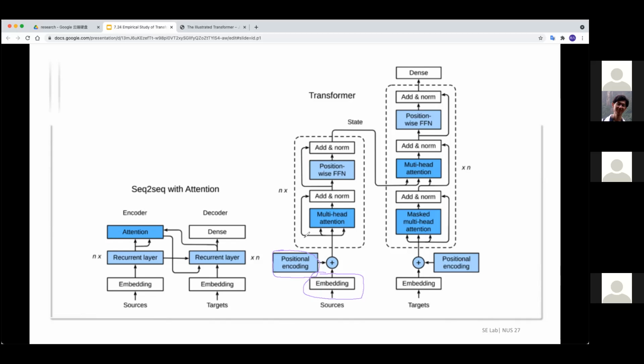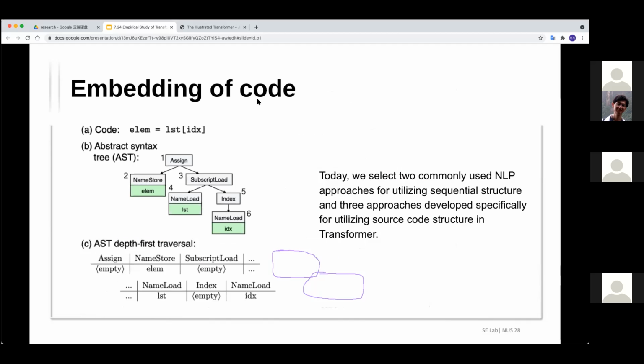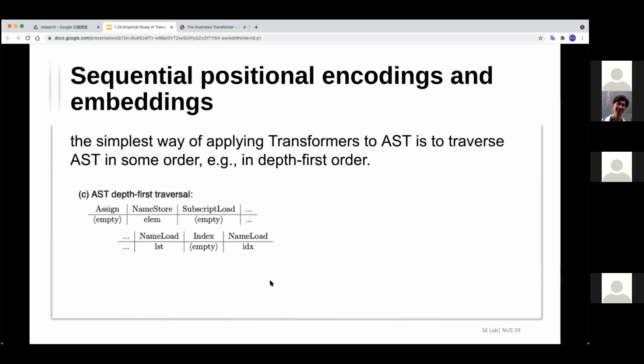So here I will introduce 4 works. They all make some differences on the embedding. First, a short review of the AST tree. If this is the code, lm equals list idx, and here will be the syntax tree. A very naive idea is just a depth first traversal, that means letting the tree become a sequence and inputting it to the transformer. So this is today's first, a very simple way.